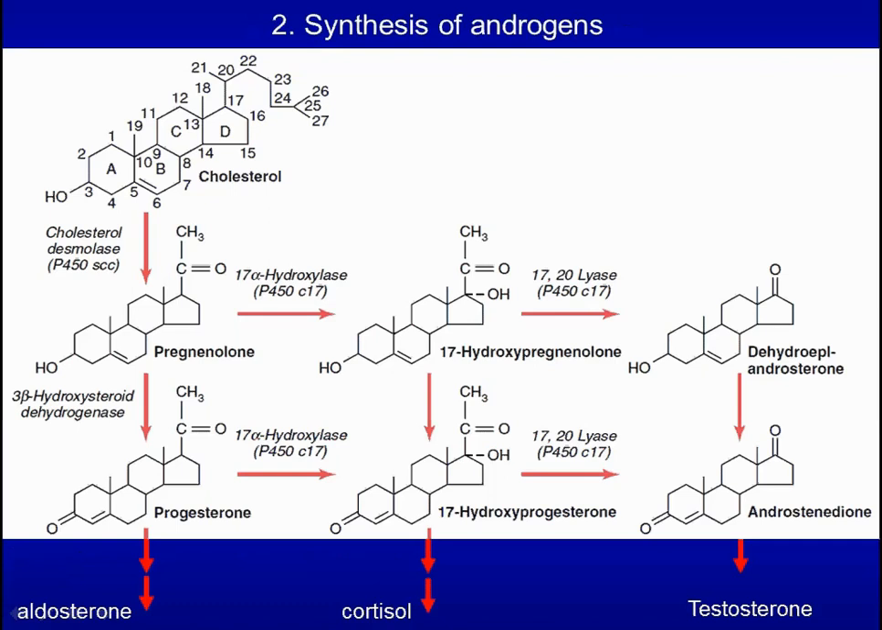This slide is very similar to the one shown in the adrenal gland lecture. Very similar to synthesis of aldosterone and cortisol. The rate-limiting step is the first step, catalyzed by cholesterol desmolase. To differ from aldosterone and cortisol, removal of two carbons by 17,20 lyase directs this pathway to androgen.